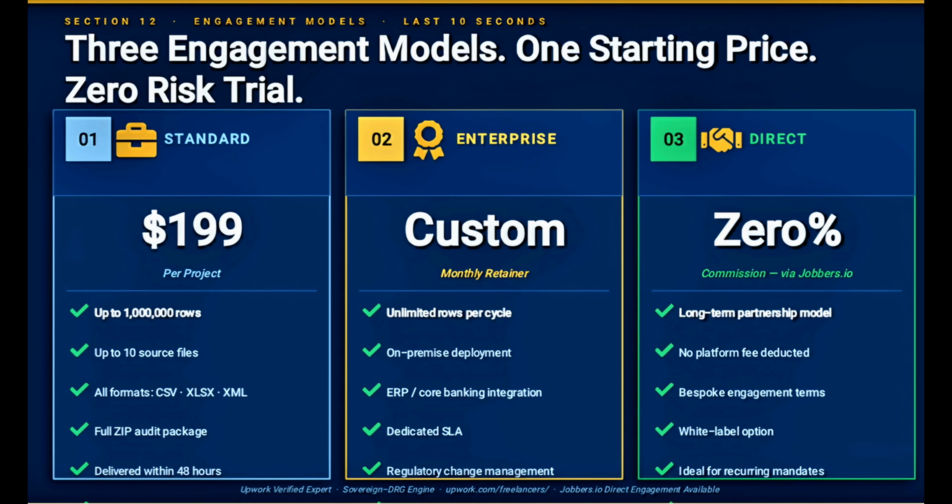3 engagement models. Standard, $199, up to 1 million rows, 48 hours. Enterprise, custom retainer, unlimited rows, on-premise, ERP integration. Direct, 0% commission via jobbers.io, long-term partnership, white label available. 3 paths. 1 fits your needs.